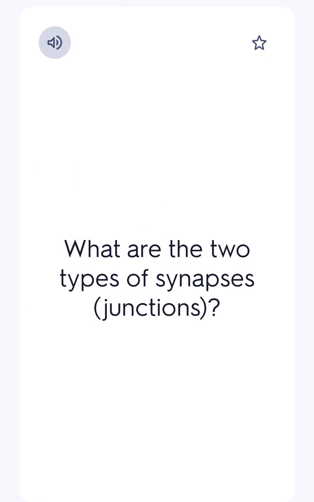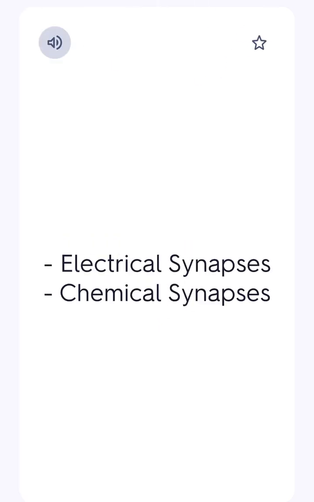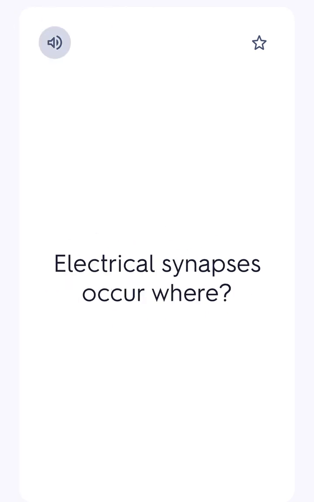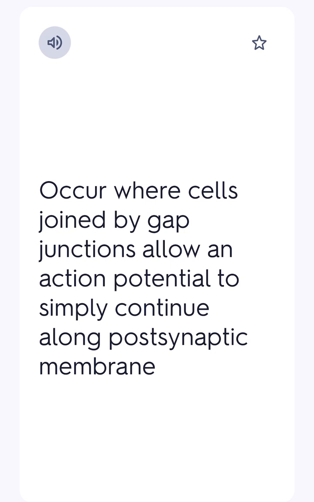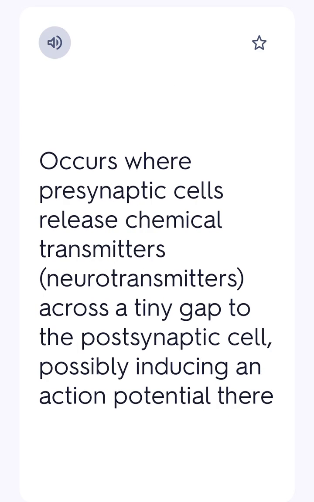What are the two types of synapses? Electrical synapses, chemical synapses. Electrical synapses occur where? Occur where cells joined by gap junctions allow an action potential to simply continue along the postsynaptic membrane. Chemical synapses occur where? Occur where presynaptic cells release chemical transmitters across a tiny gap to the postsynaptic cell, possibly inducing an action potential there.